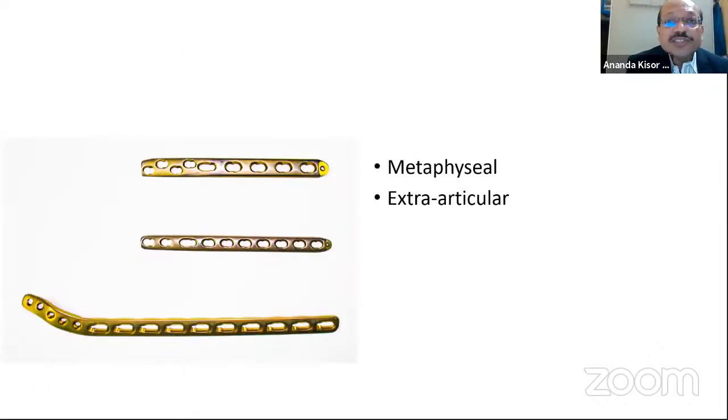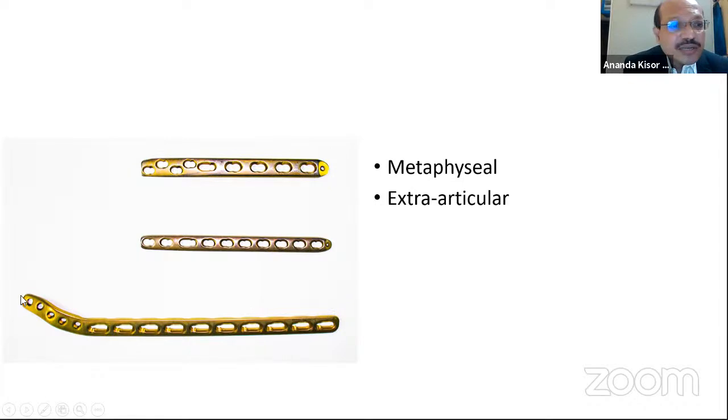Now these are the metaphyseal or extra articular plates. I already told you how to identify them. See, there are two sets of holes. One is narrower holes, another is larger holes. It may be locking or it may be a combi hole. This one has a combi hole. So these are basically the metaphyseal plates.